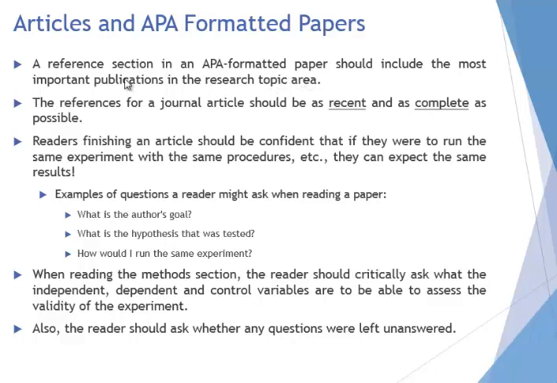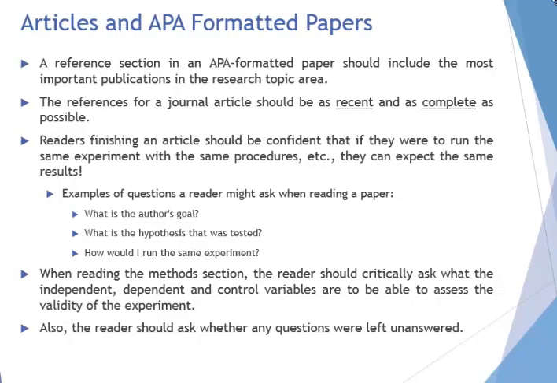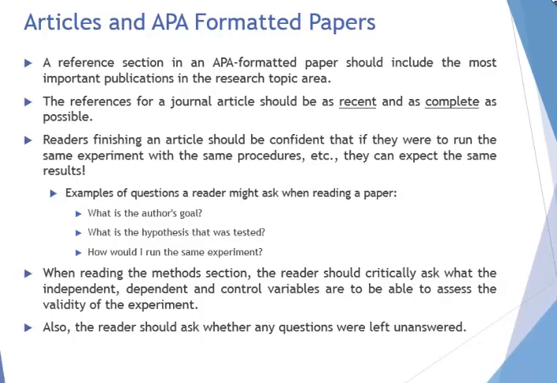But an APA paper should include the most important publications in the research topic area. The references, in other words, what you cite when you're establishing the proof or whatever it is you're trying to establish, should include sources that are as recent as possible and as complete as possible. You want the most recent research and the most complete research. Obviously, if you cited everything that was 40 years old, the implication is that things might have changed between now and then, and who says that what you say is still valid?